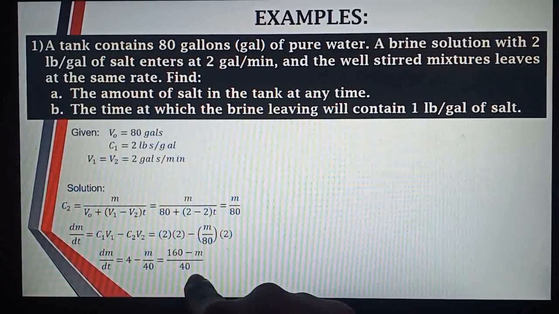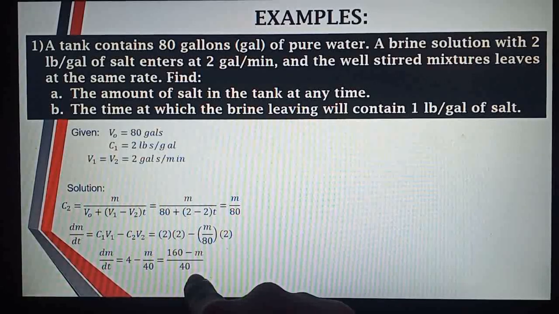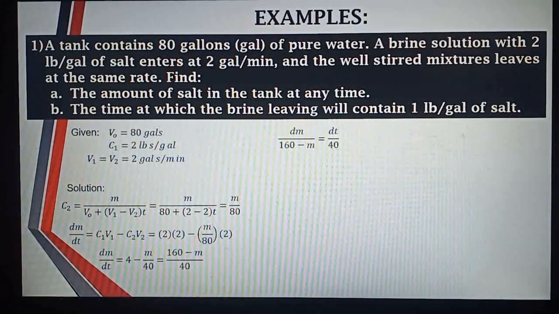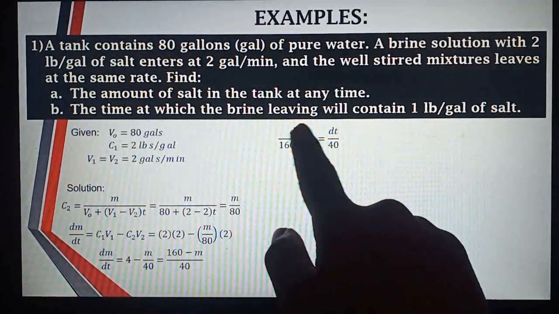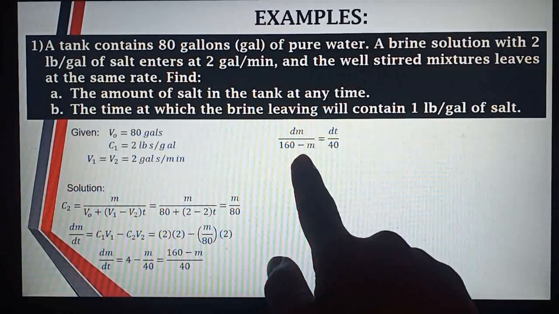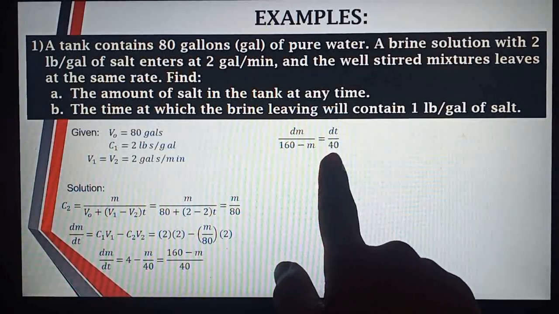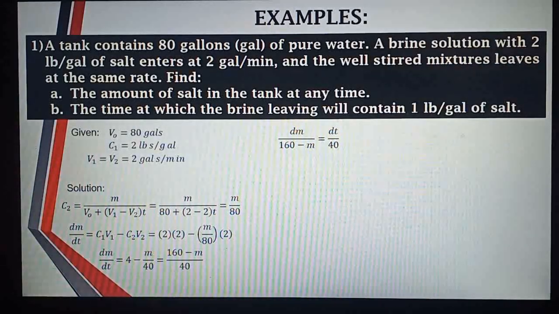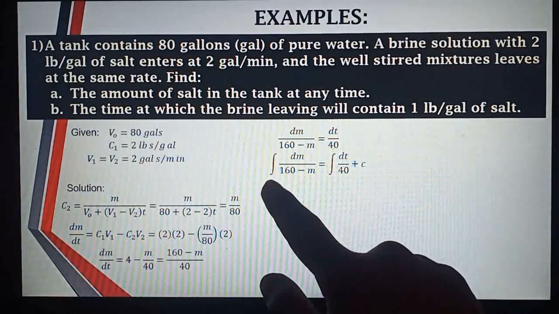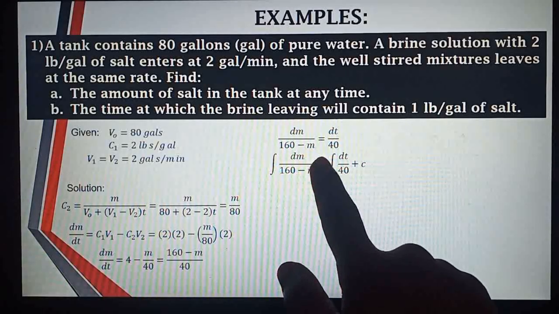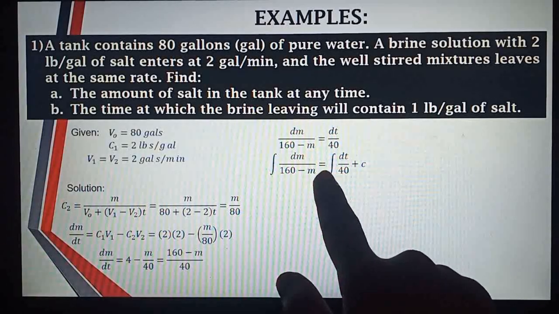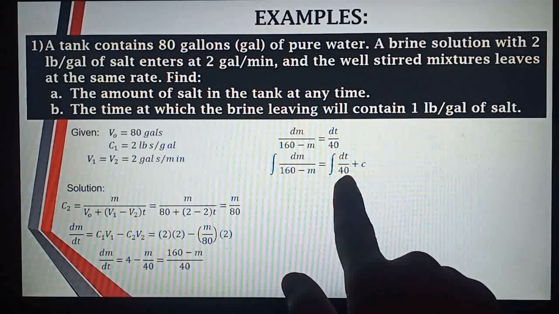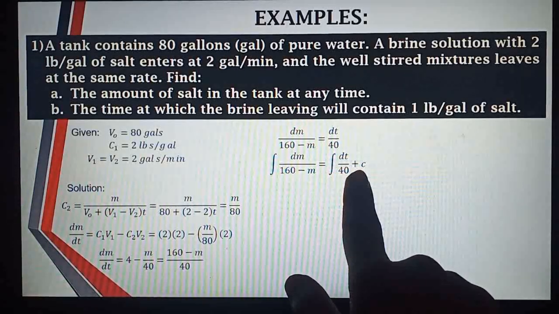So we may use separation of variables. If we do separation of variables, this becomes dm over 160 minus m equated to dt over 40. Now that we have separated the variables, we can integrate. We will now have the integral of dm over 160 minus m equated to the integral of dt over 40 plus c.